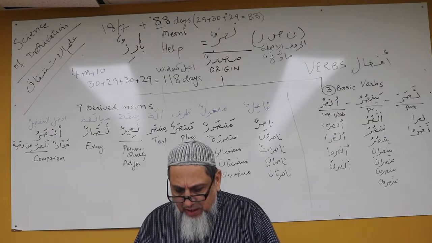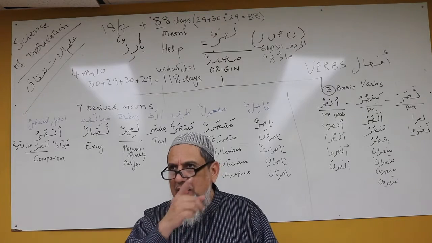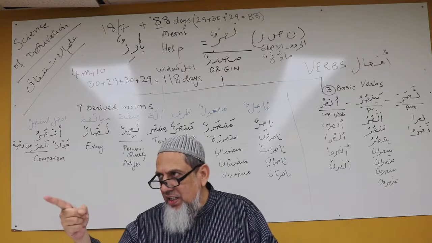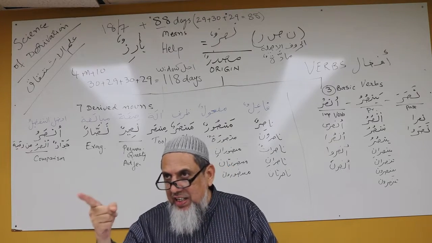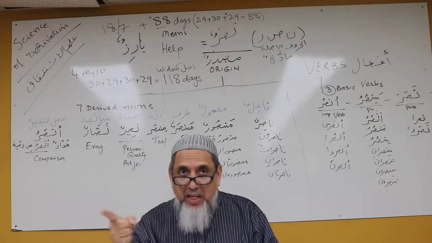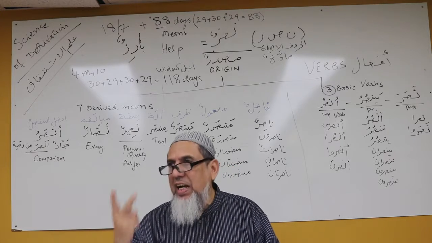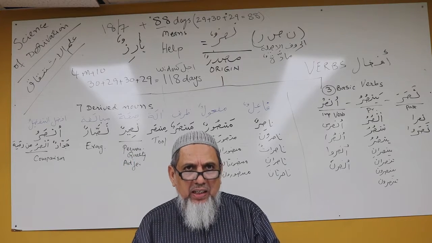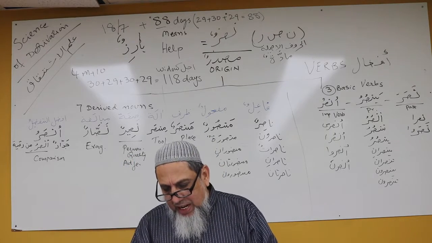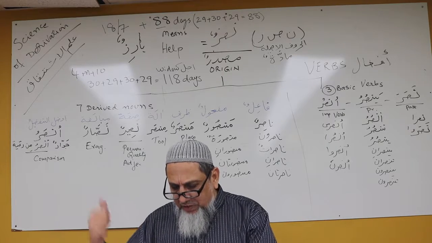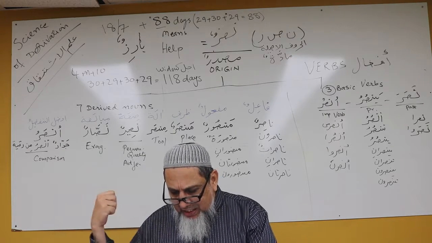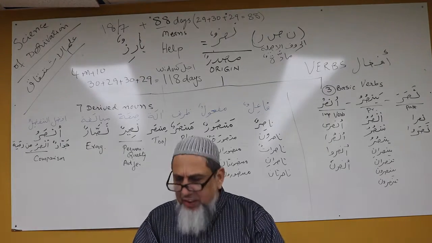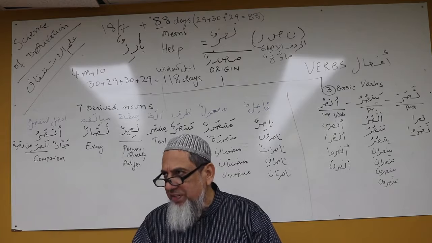Can you repeat after me? تفعلوا تفعلين, you male and you female. تفعلان, you both. تفعلون تفعلن. And for the third person, يَفْعَلُ يَفْعَلَانِ يَفْعَلُونَ, تَفْعَلُ.